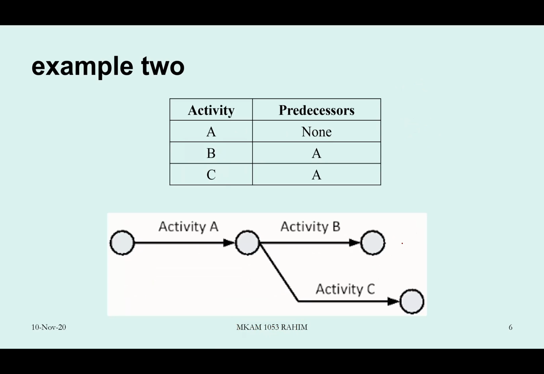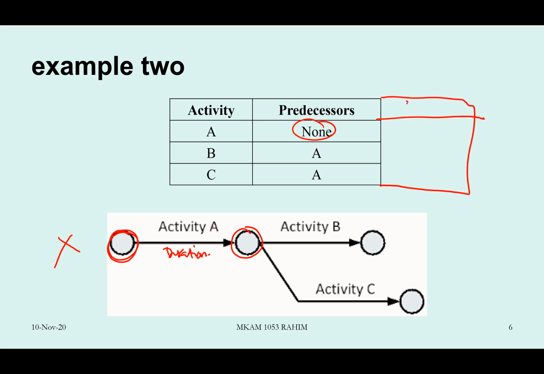Okay, example: A, B, C. For A, the predecessor is none. So you understand that A doesn't have any preceding activity, so A must be the start of the activity. You start with one node, close with one node, and one arrow indicates activity A. The duration you can put here, but duration is not mentioned here. If we have the duration, we will put it here for each of the activities.